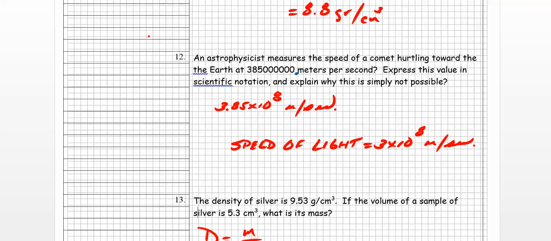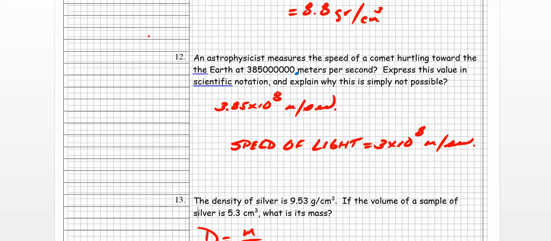And the problem is that there is a constant in the universe called the speed of light. Light travels through the universe at 3 times 10 to the 8th meters per second, and nothing, according to Einstein, can go faster than that. So 3.85 times 10 to the 8th meters per second is simply not possible. Okay? It's simply not possible.